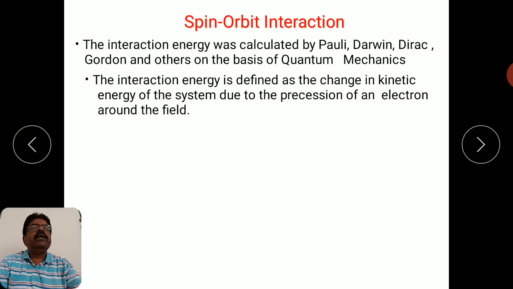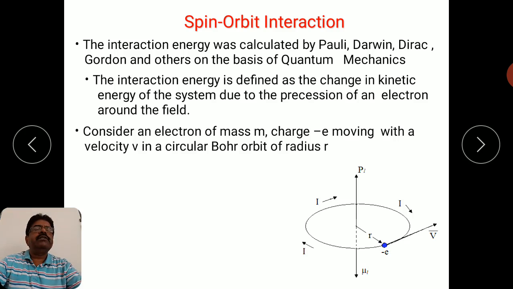The interaction energy of this spin orbit interaction is defined as the change in kinetic energy of the system due to precession of an electron around the field. So there is an interaction between the internal magnetic field of an atom and the spin motion of the electron, and because of that there is a change in kinetic energy of the system, and this change is because of precession of the electron around the field. This precession we have discussed earlier also, so let us consider this particular precession once again.